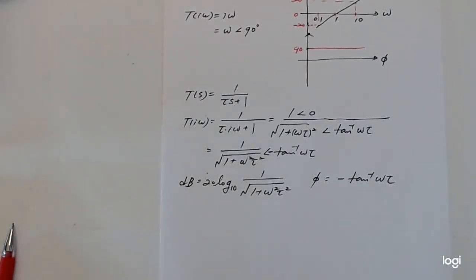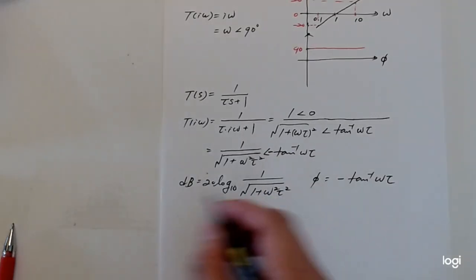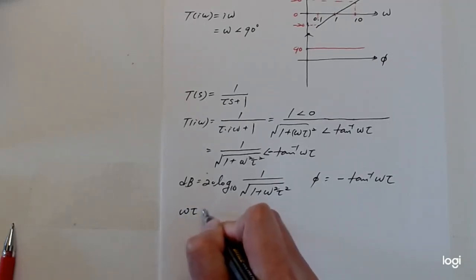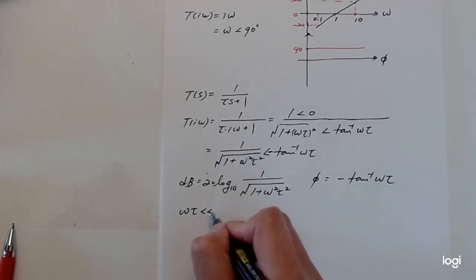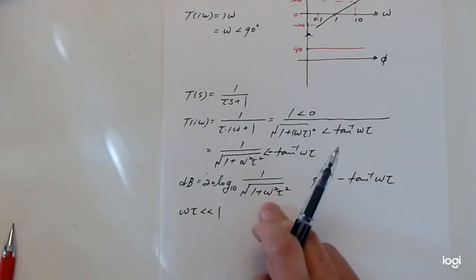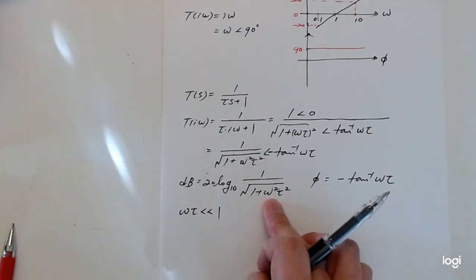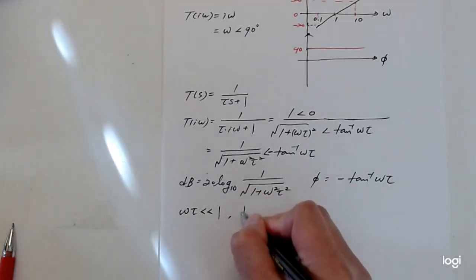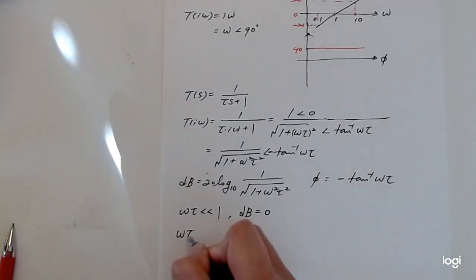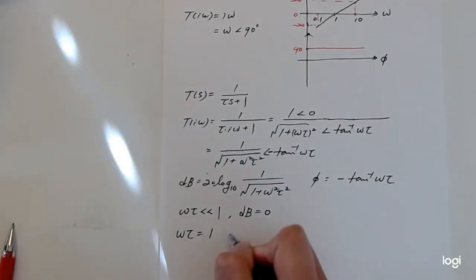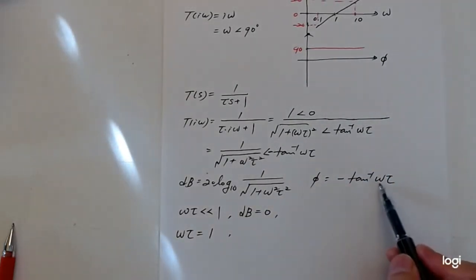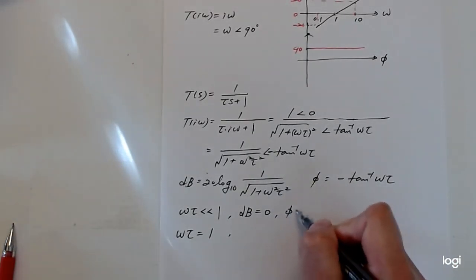So let's do 3 regions. First, when omega tau is much smaller than 1, in other words, the low frequency range. What happens? This term goes away, so the dB should be 0. And the phase angle should be close to 0, so this is 0.